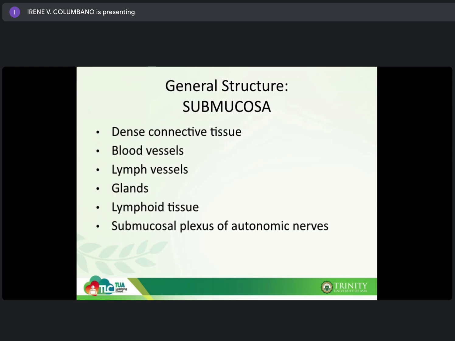Pag yung autonomic nervous system ay nasa digestive tract ang location niya, ang tawag na sa kanya ay, naalala niyo pa yun? Very good. So that's the enteric nervous system. So may sariling innervation yung ating digestive tract. So sa submucosa ng digestive tract, meron siyang plexuses din or innervation of the autonomic nervous system. Ang tawag sa kanya, Meissner's plexus.